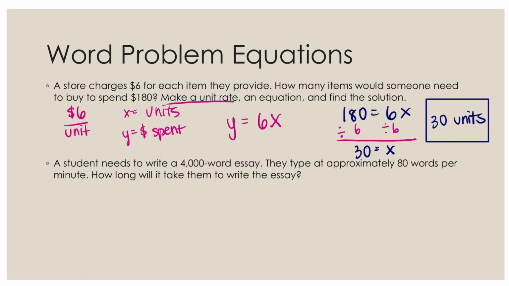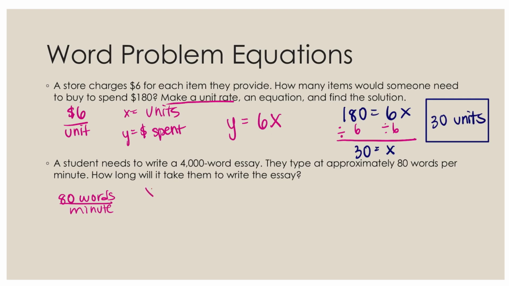Okay, let's do another example. A student needs to write a 4,000 word essay. They type at approximately 80 words per minute. How long will it take them to write the essay? So this one's not asking us specifically for the unit rate, but I'm going to write it anyway. So we know it's 80 words per minute.